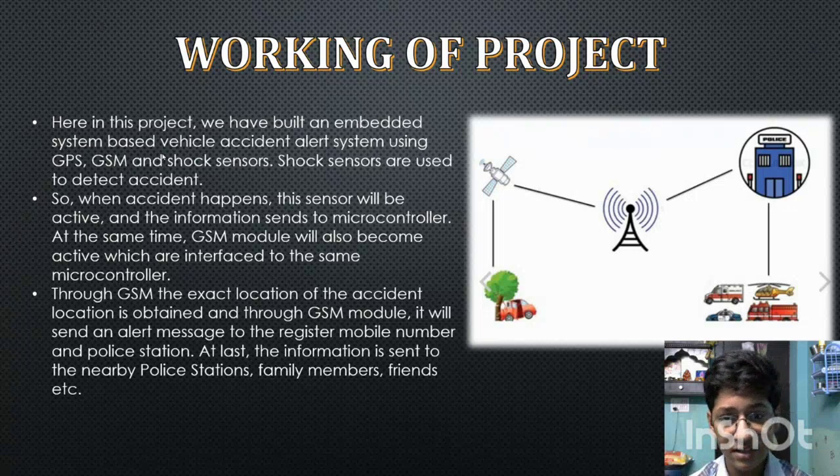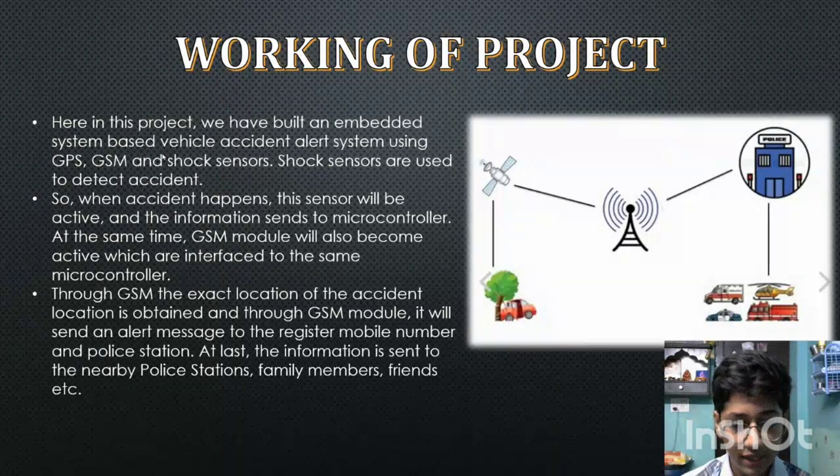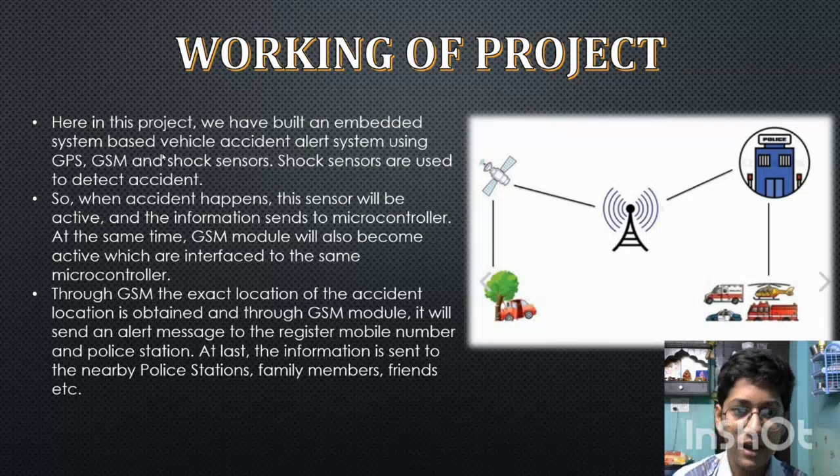So when an accident happens, first we derive location using GPS and then GSM module will become active and will interact with the microcontroller. Now, the exact location of the accident, the place where the accident has occurred, will be derived, and then GSM module will send an alert message to the number that the user has registered and to the nearby police stations and hospitals so that the help can reach in time and there is no loss of life.